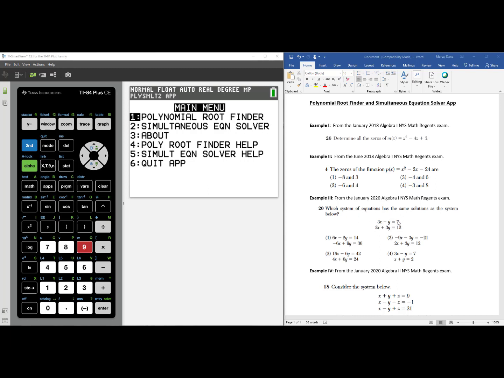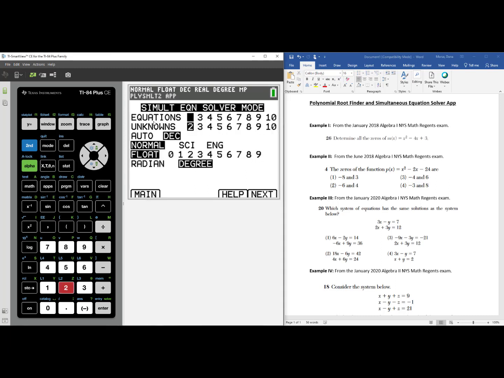So students were given a system of equations to solve, and they could possibly have to solve four additional systems of equations just to get this question on the New York State exam. I will select number 2 from the main menu. Number of equations is 2. Number of unknowns is 2. None of these other mode settings need to be changed.